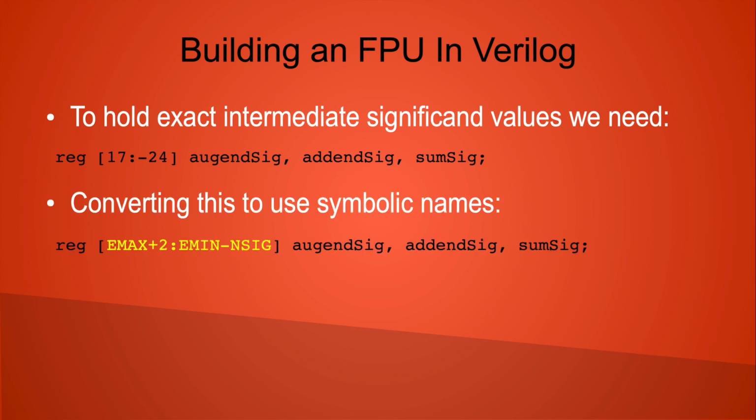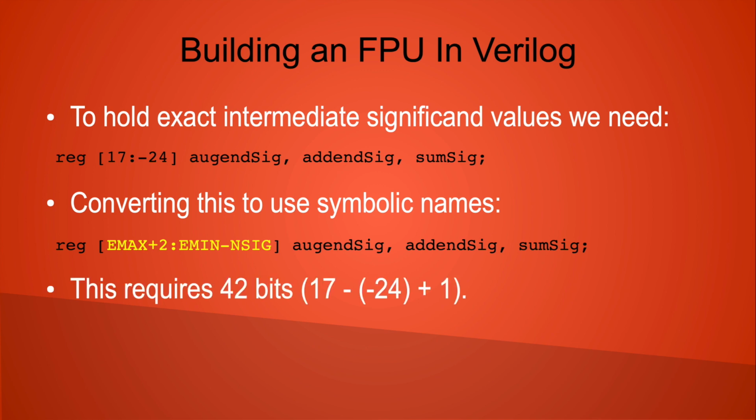However, we shouldn't be using magic numbers. By using symbolic names for the numbers, we partially document how the values were derived and make the code reusable for other binary floating point formats. For the binary 16 format, this requires 42 bits of space for each of the significands for the Augend, Addend, and the sum.